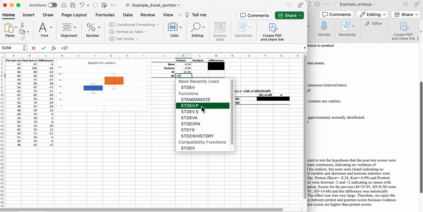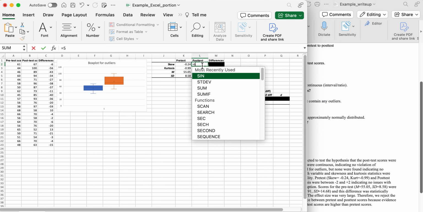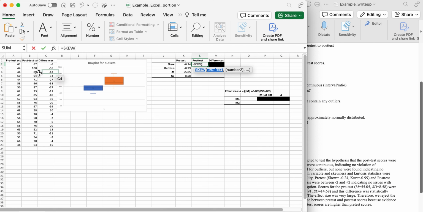Now, if I had a population, I would use this one. You're going to have populations sometimes in research, but very seldom do you have population data. So almost always we're going to use this. In this course, I'm only going to use samples unless I specifically say population. You will always expect that to be a sample, okay? So we're going to click that, and I am selecting data again, right? And it's going to pop up what it needs to, and I'm going to do the same thing for each of these on the post test.